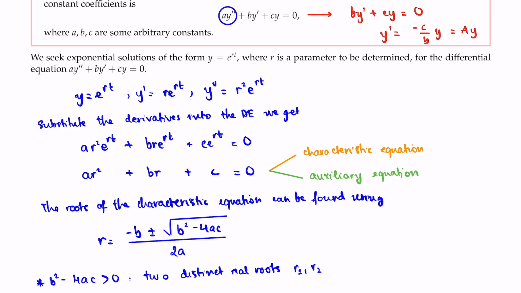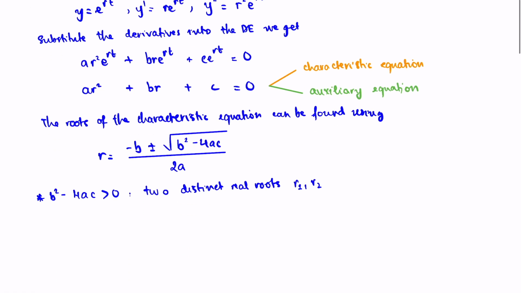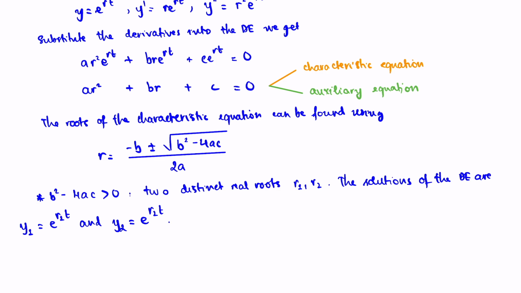So remember, the trial solution is of the form y equals e to the rt. In this case, r equals r1 or r equals r2. So you get two solutions to the differential equation. The solutions of the differential equation are y1 equals e to the r1t and y2 equals e to the r2t. In addition, as we talked about in the last lecture, a linear combination of these two solutions is also a solution to the differential equation.